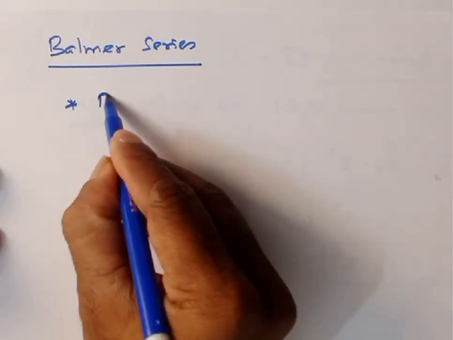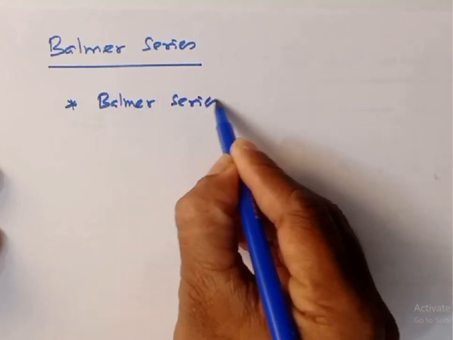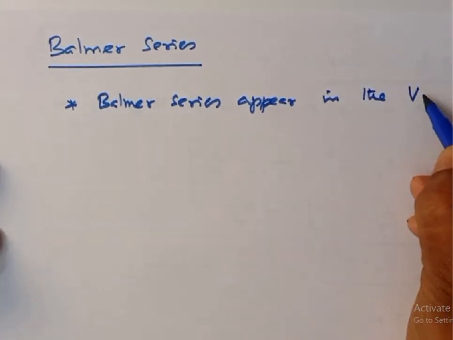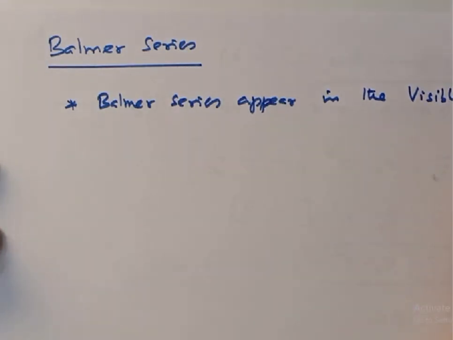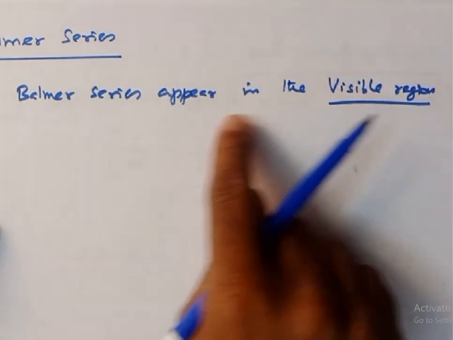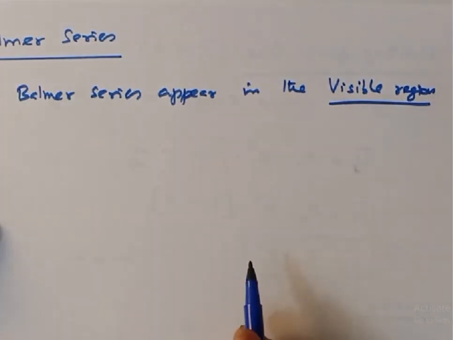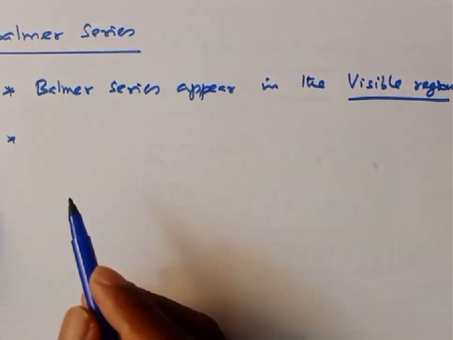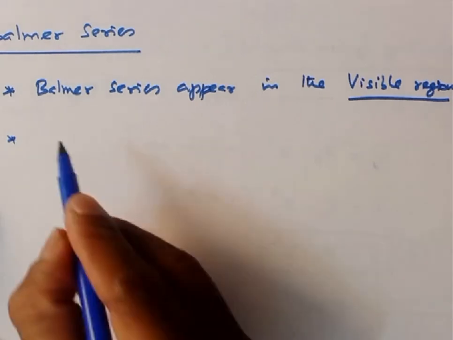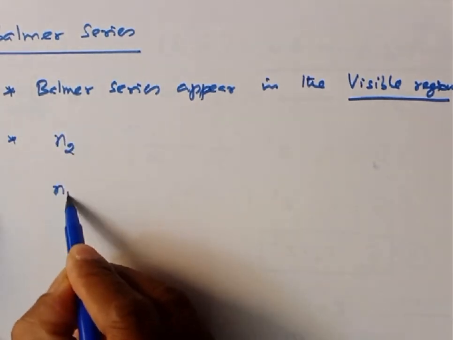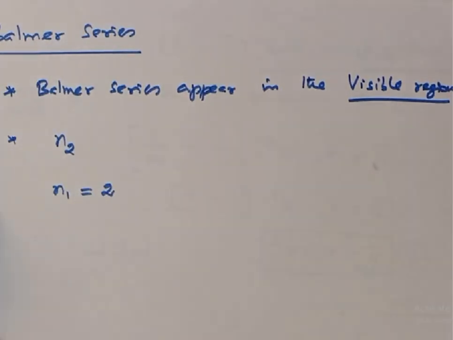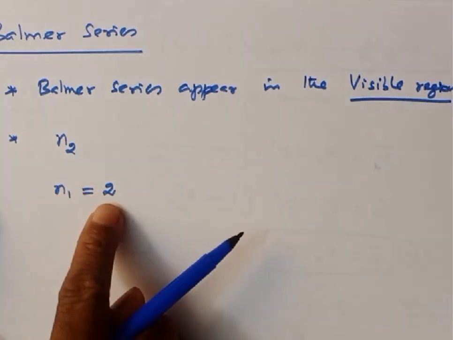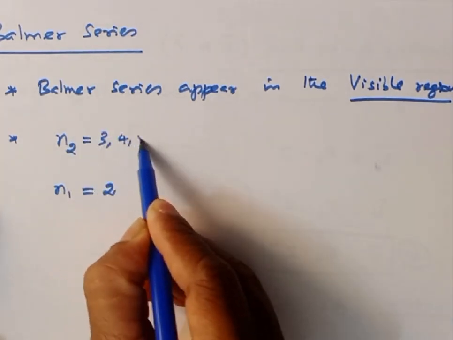So remember, the Balmer series appears right in the visible region of the spectrum. Visible region means you can see those lines with the naked eye. Now, when we call a line a Balmer line, let me write here N2 for the higher level and N1 for the lower level. Observe this carefully: in the case of Lyman lines, the lower level is 1, whereas in the case of Balmer, the lower level is 2, and the higher level can be anything: 3, 4, 5, 6, etc., up to infinity.